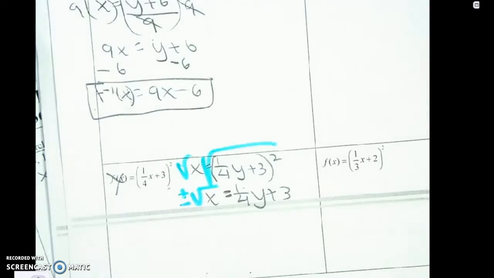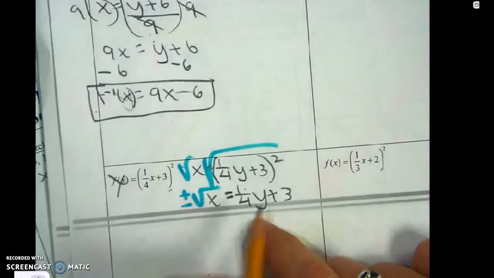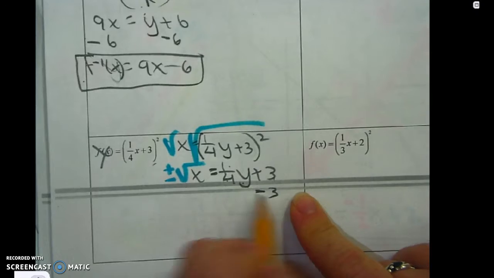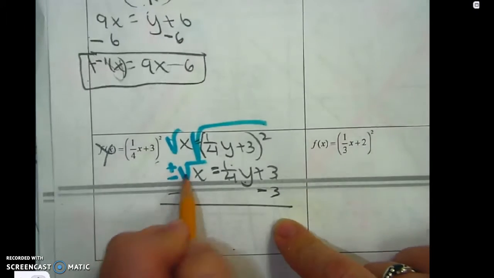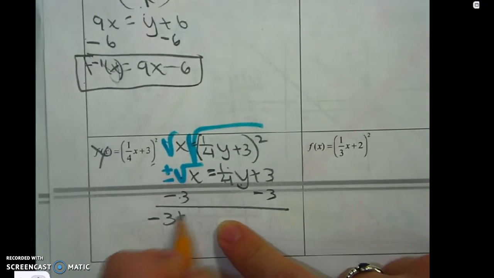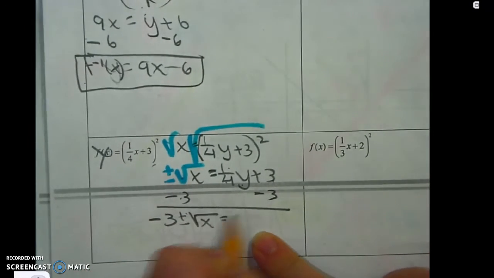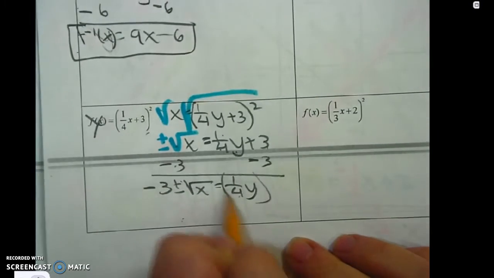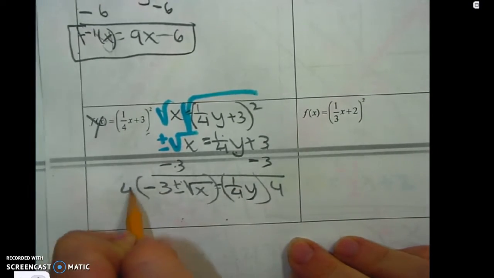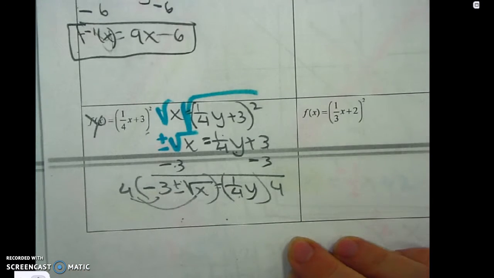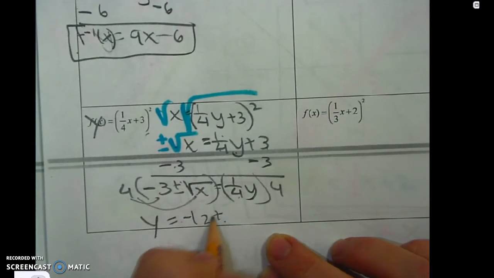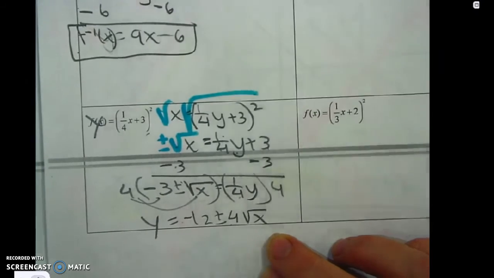Now remember what the goal is. The goal is to get y by itself, which means that's got to stay and those two things move. I'm going to move the 3 now. I can't put that with that, so I rewrite it as -3 plus or minus rad x equals 1/4 y. The way you get rid of a fraction is multiply whatever the denominator is. Distribute, distribute. Y equals -12 plus or minus 4 rad x.